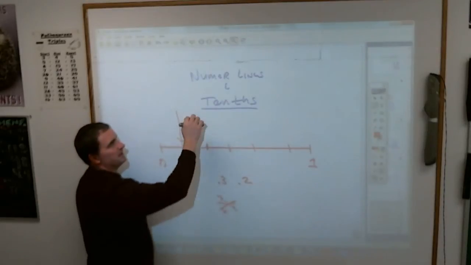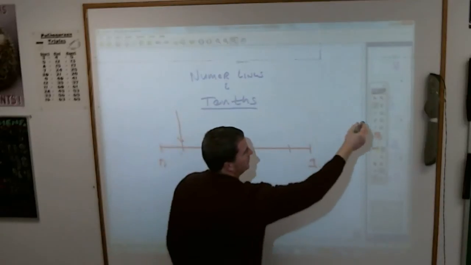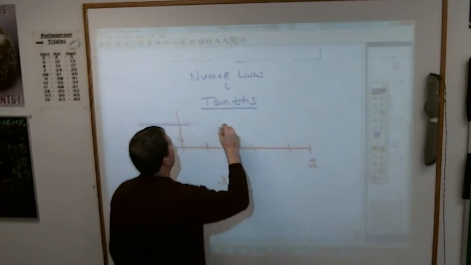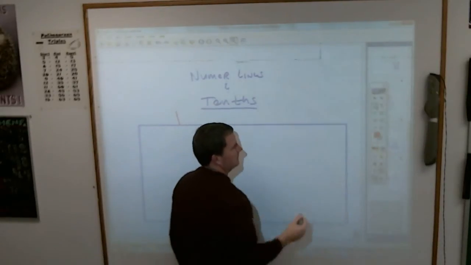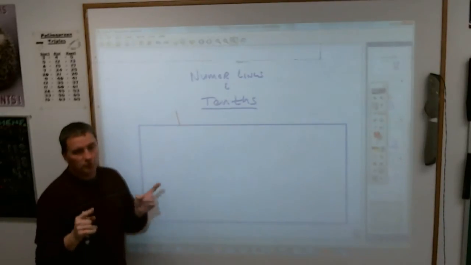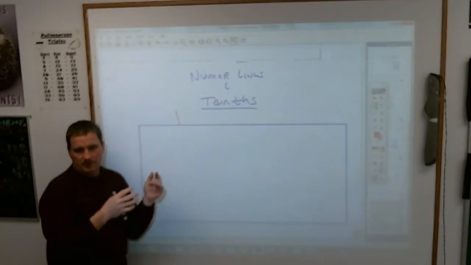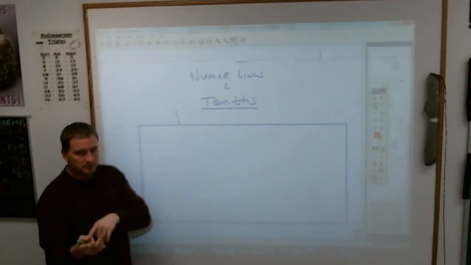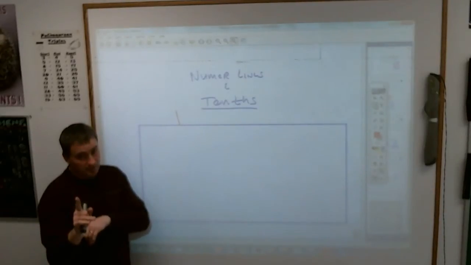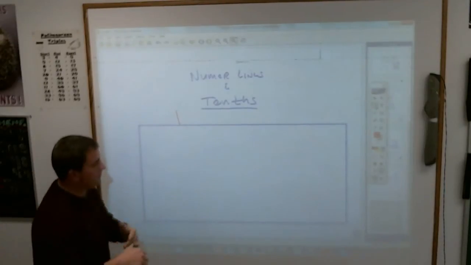So the point is this, in order for you to use tenths on the number line, it has to be cut into 10 pieces. It's a little like using your ruler. You can't tell me how many tenths of an inch something is because the inch side of your ruler isn't cut into tenths. It's cut into halves, eighths, sixteenths, all that. But the metric side of your ruler is cut into tenths, correct? Because there's 10 millimeters in a centimeter, and all that sort of stuff.